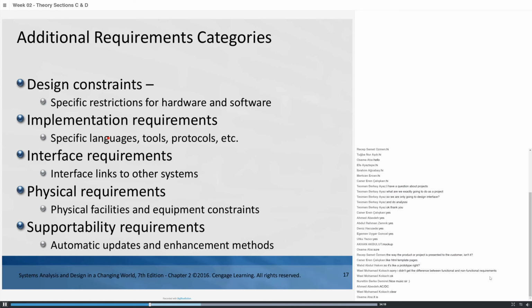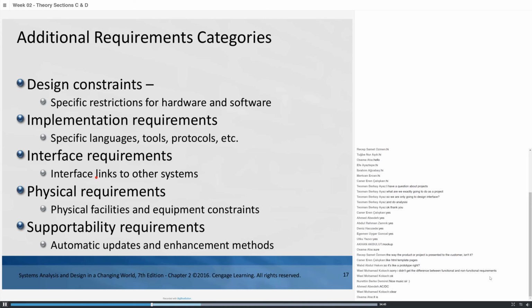Also, interface requirements. Interface requirements, again, customers can say that please use mostly white backgrounds, and also all reports should be exported to XML or JSON files.